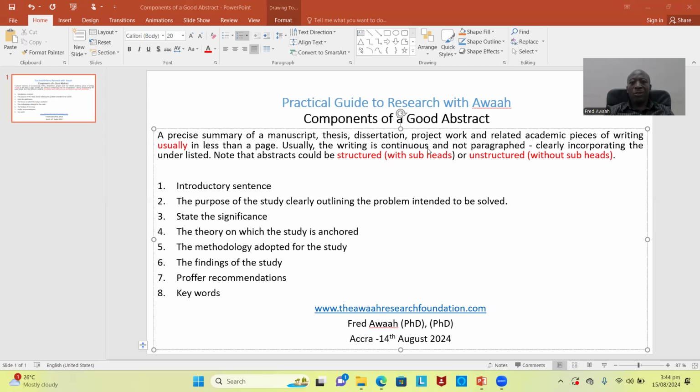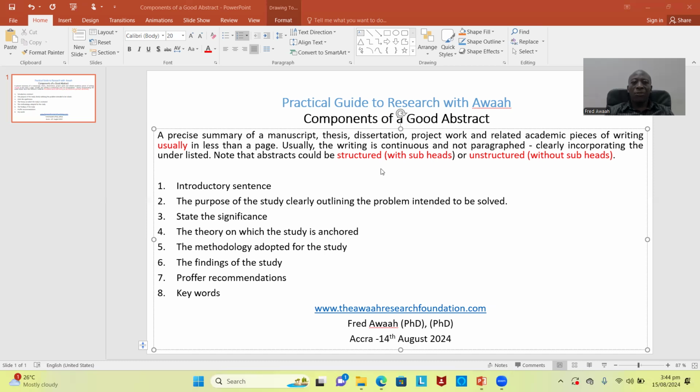Usually, the writing is continuous and not paragraphed, clearly incorporating the underlisted. The underlisted here would mean these 8 components. We'll come to them shortly. Note that abstracts could be structured, that is with subheads, or unstructured without subheads.